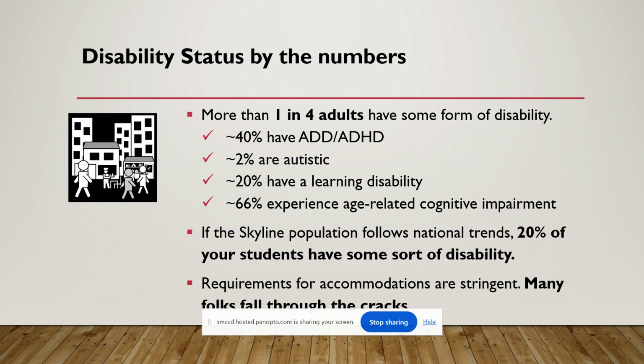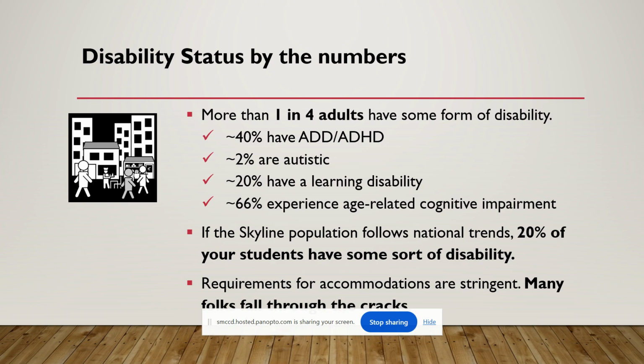About 2% are autistic. About 20% have a learning disability. About 66% of us experience some form of age-related cognitive impairment. And if our Skyline population follows any of these trends, about 20% of your students have some sort of disability. Are you seeing that many accommodation letters for each one of your classes?